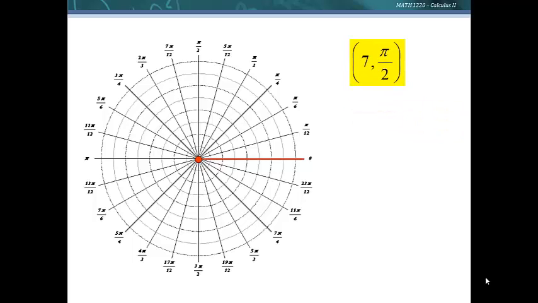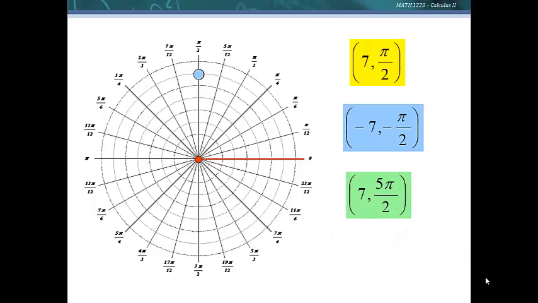So if I had the point (7, pi halves), I would go to pi halves, I would count out 7, and there's the point. If I had the point (negative 7, negative pi halves), I would count back the other way, negative 7, and I would end up in the same place.